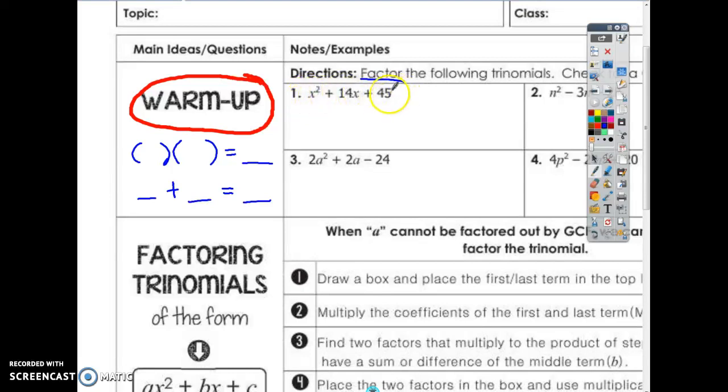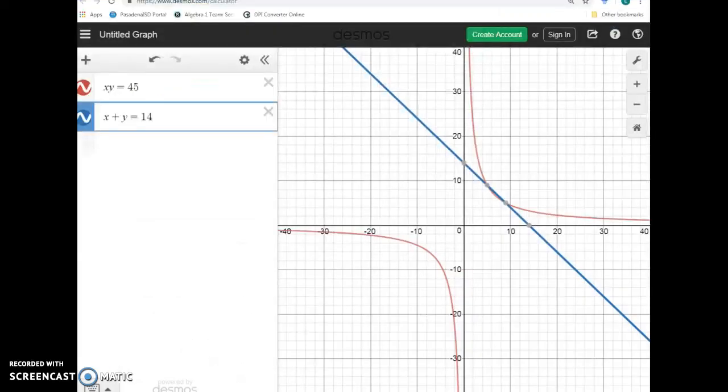So when I factor it, I'm going to put these two numbers in Desmos. Positive 45 goes first, and positive 14 goes second, and we're going to put it in just like this. Two numbers that multiply and give you the last one, two numbers that add and give you the middle one.